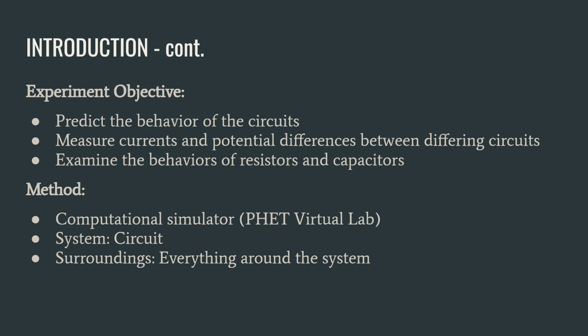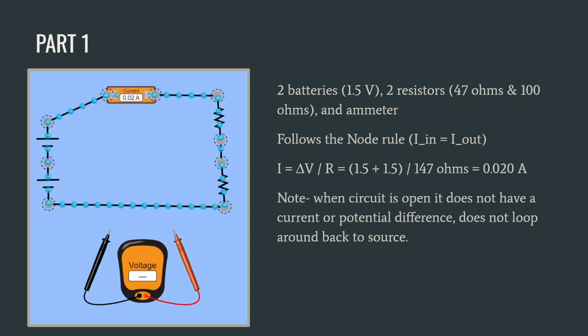We will be doing this through a PHYS simulation, and we will denote the circuit as the system and everything else as the surroundings. For part 1, we have a circuit with two 1.5 volt batteries, two resistors with 47 and 100 ohms, and an ammeter. We see that the ammeter reading of 0.02 amps is the current of the circuit, which can be calculated by dividing the potential difference by the resistance, shown here in the equation.